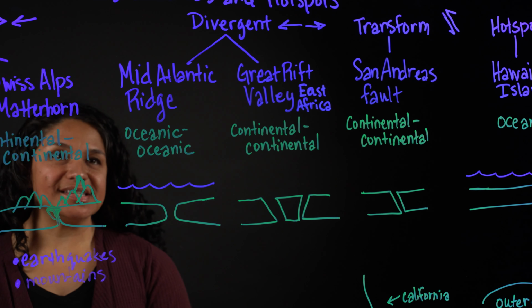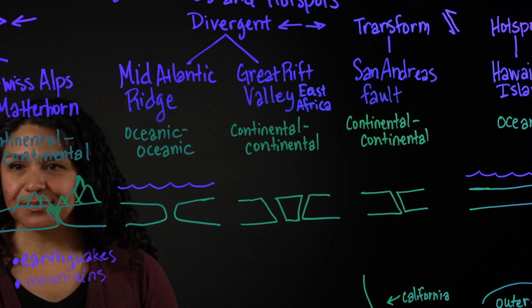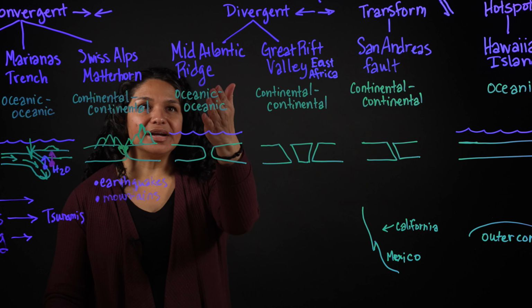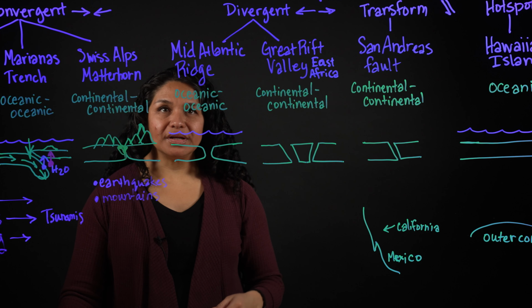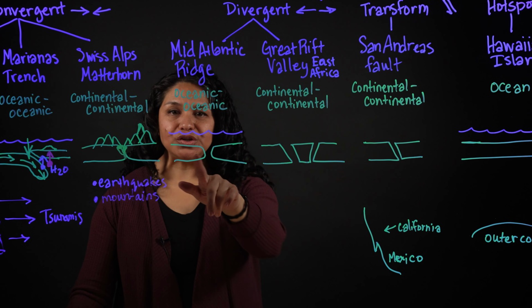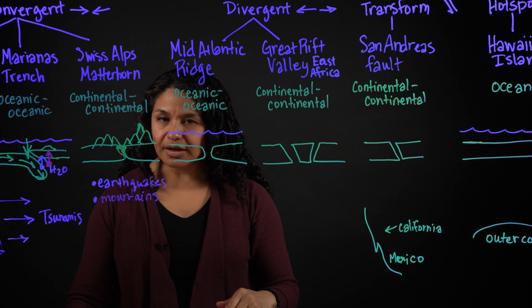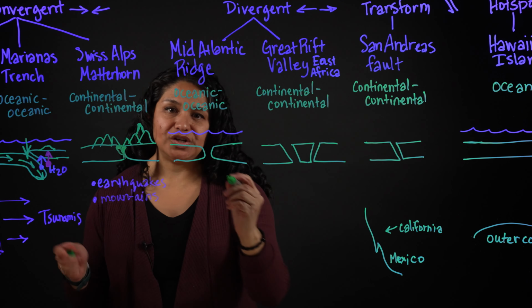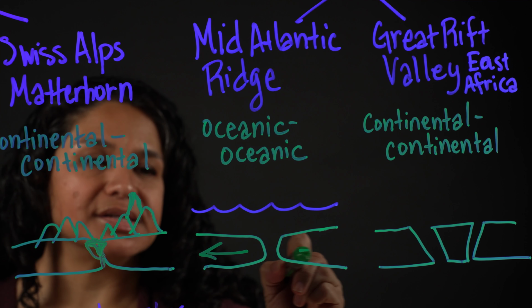All right, we're going to go ahead and move on to divergent boundaries. This is where the boundaries are pulling apart. And so we'll start at the Mid-Atlantic Ridge. In the middle of the Atlantic Ocean, we have two ocean plates that are diverging. So they're moving apart.